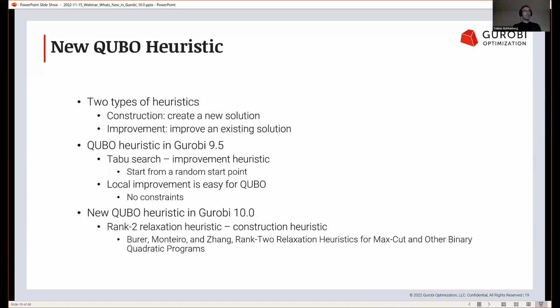In Gurobi 10, we have added a new QUBO heuristic. This is the rank 2 relaxation heuristic, a construction heuristic that was published in the paper mentioned here by Burer, Monteiro, and Zhang. We just implemented that, and that works really very well. One interesting aspect about QUBO is that this is the computational model of quantum computing, right? So if somebody tells you I have a problem, I solve it with quantum computers, then you can say, oh, just give it to me, I can solve it with Gurobi. And usually the Gurobi part will probably be faster.